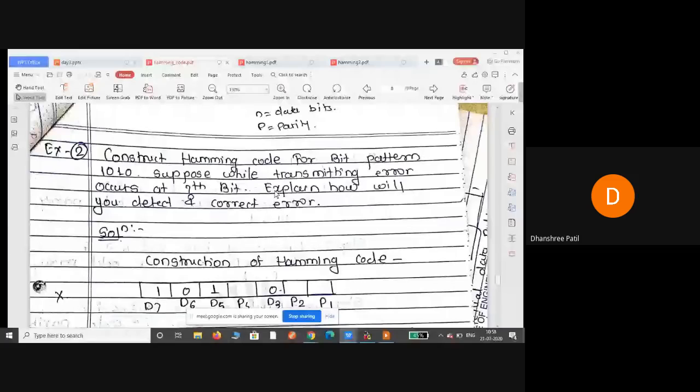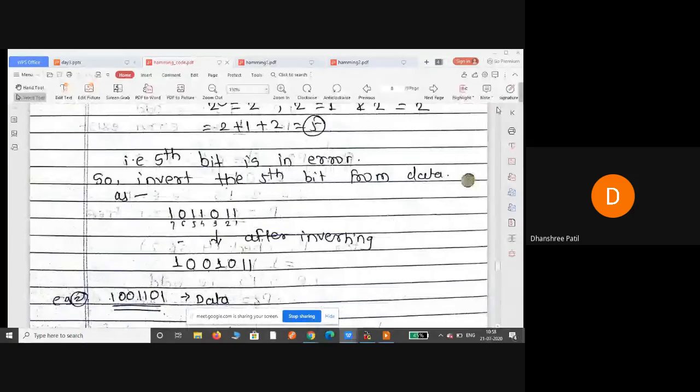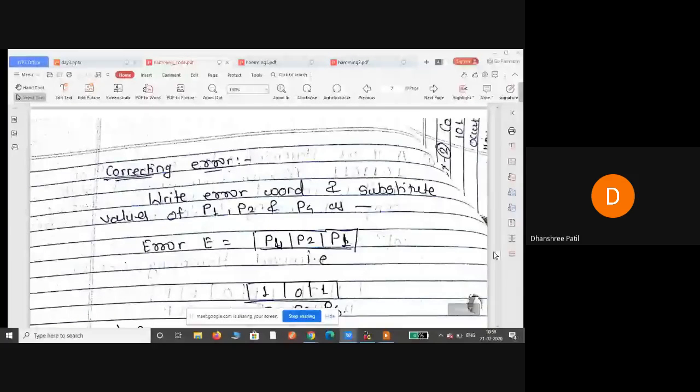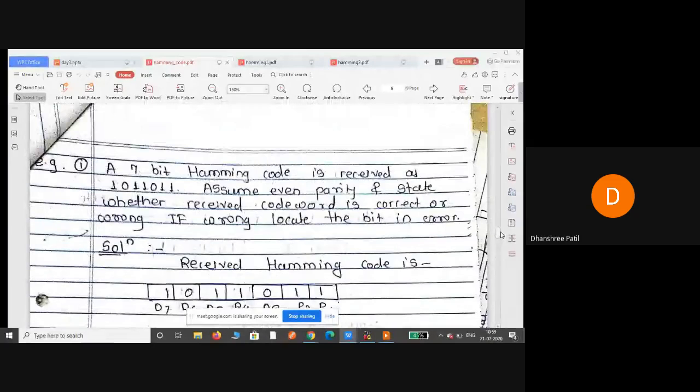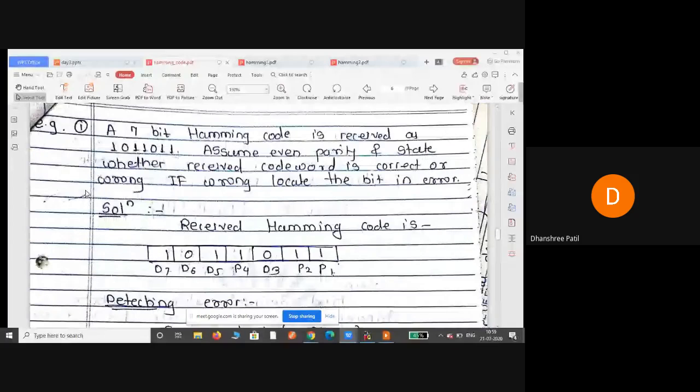One second, there is a simpler example than this, this one, correcting of the errors. Yes, this one is the easiest. So we'll see this example for correction of the error. Here also we have a 7-bit Hamming code, assume even parity and state whether the received code word is correct or wrong. If wrong, locate the bit error.